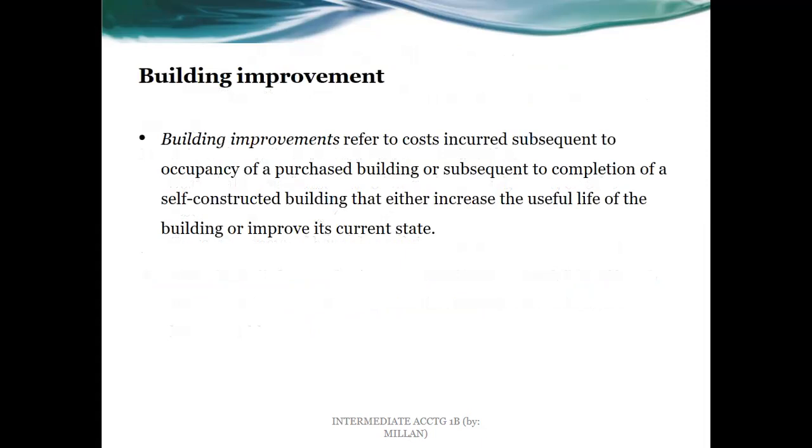Next, another improvement is the so-called building improvement, which is, of course, part of the building, but it is not part of the original blueprint. So these are costs incurred subsequent to occupancy of a purchased building or subsequent to completion of a self-constructed building that either increase the useful life of the building or improve its current state. Now, we will normally consider something as an improvement in which the cost will have to be considered either as a separate improvement, or to be capitalized as cost of the building or the land.